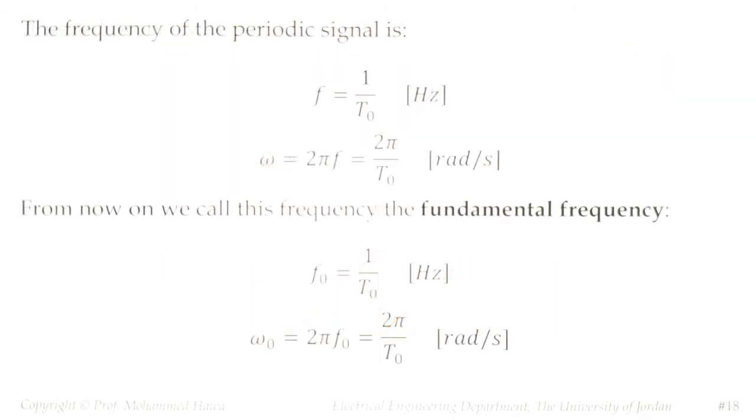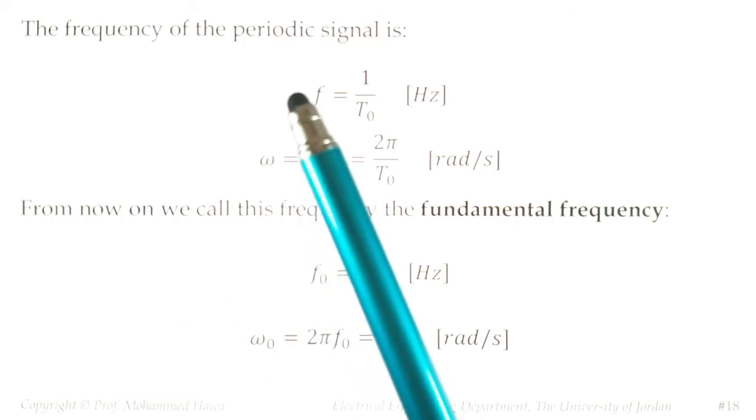Next, what is the frequency of the periodic signal? Remember I told you when we talked about the cosine, we have two ways to define frequency.